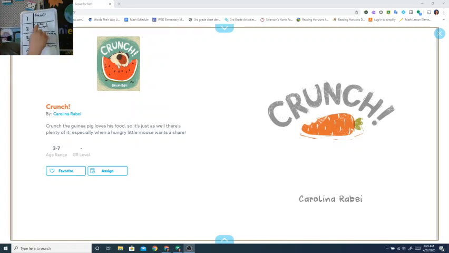So here are the different things, right? Recall, which is just thinking about facts. Skills and concepts, which is where we're taking that stuff and analyzing it more. Strategic thinking is where we're coming up with our own thoughts. We're thinking out why things happen. Then extended thinking, where we're creating more things.